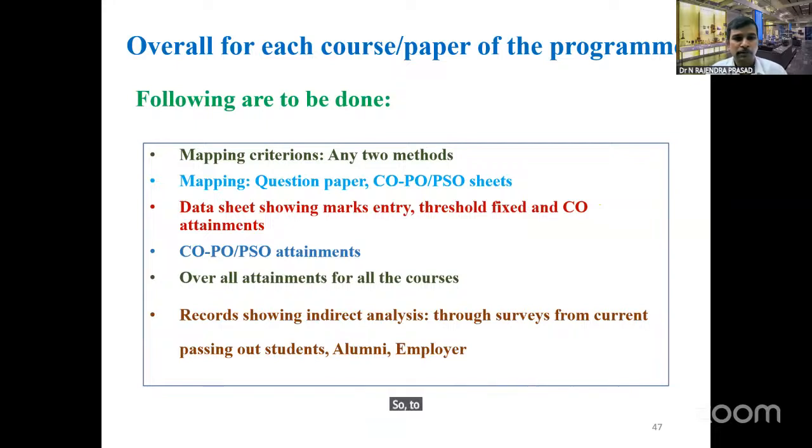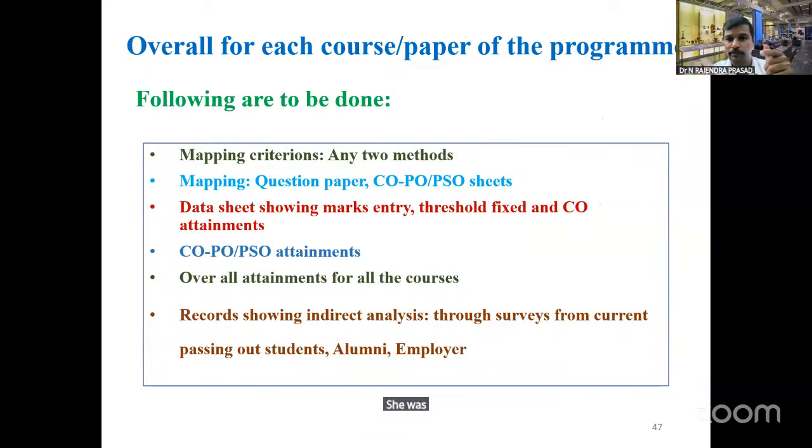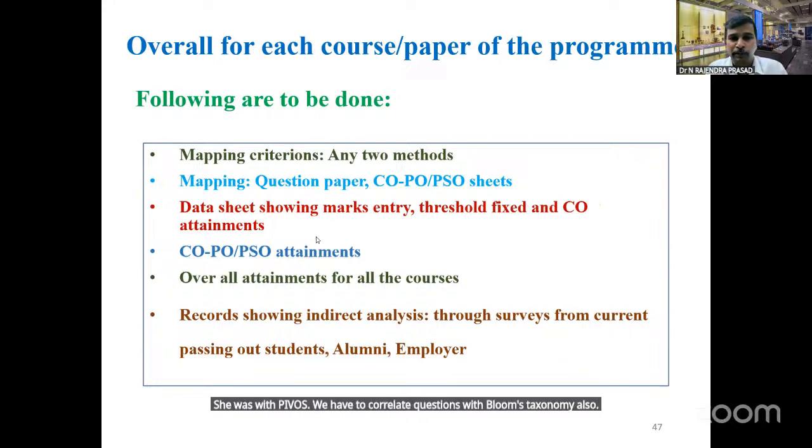So to sum up, you have to maintain all these documents. You have to understand the mapping criterions, out of 3, any 2. You have to map the questions with POs, questions with COs, COs with POs. You have to correlate questions with Bloom's taxonomy also. You have to prepare a data sheet to enter the marks. You have to fix the threshold, and you have to calculate the CO attainment. Then you have to calculate PO, PSO attainment through CO attainment, overall attainment for each course, then for all the courses. So this will give you the direct assessment.